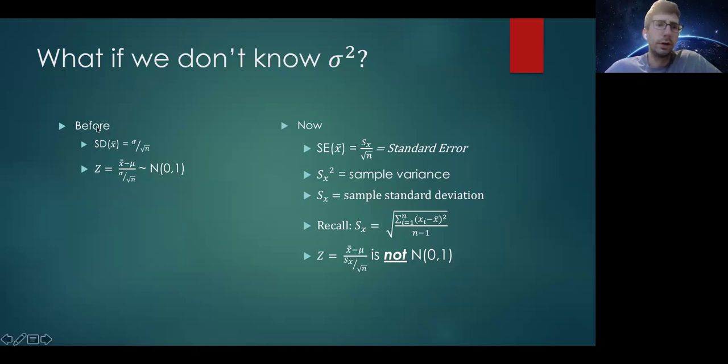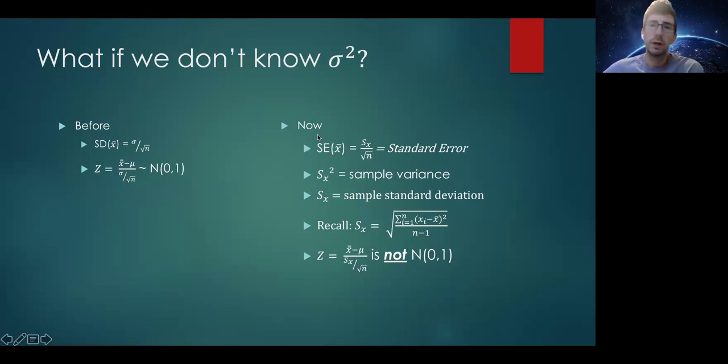So in that example, the standard deviation of the sample mean was equal to the population standard deviation over the square root of n. And we had this z formula, right, with the population standard deviation. And this was a z value, so it followed the standard normal distribution.